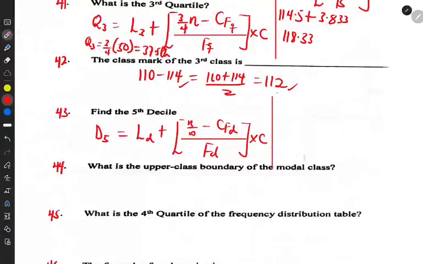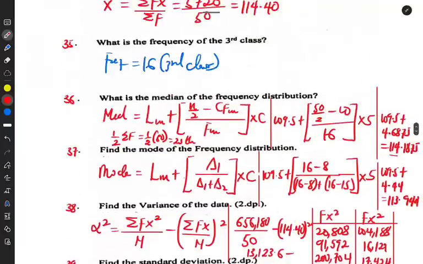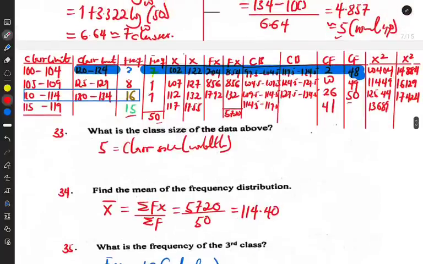So here, D5 means what? Half of what? The data, that's 25, right? So we flow like that, then we are good to go. So it's the same thing as the median value, so that's 1 over 2, okay? So that means it will fall in between 110 to 114, because when you find half of 50, you're going to get 25, and that is falling within what? This class limit with a frequency of 16.